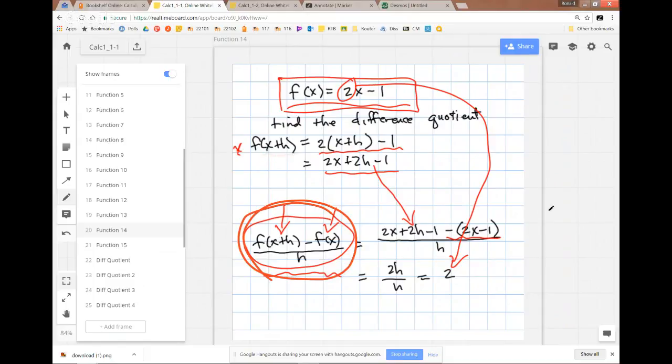So when we do f of x plus h, we have to plug in an x plus h wherever there was an x. So 2 times x plus h. Anyway, that comes out to that. And then we have to subtract the original f of x, it's 2x minus 1, and put that all over h. Well, when you simplify the top, the 2x's go away, the negative 1's go away, and you just get 2h. 2h over h is 2. That's the simplified difference quotient. All right.